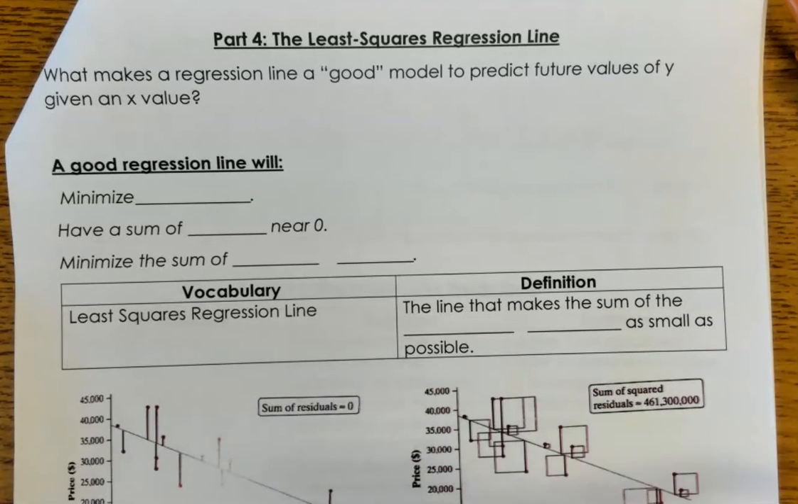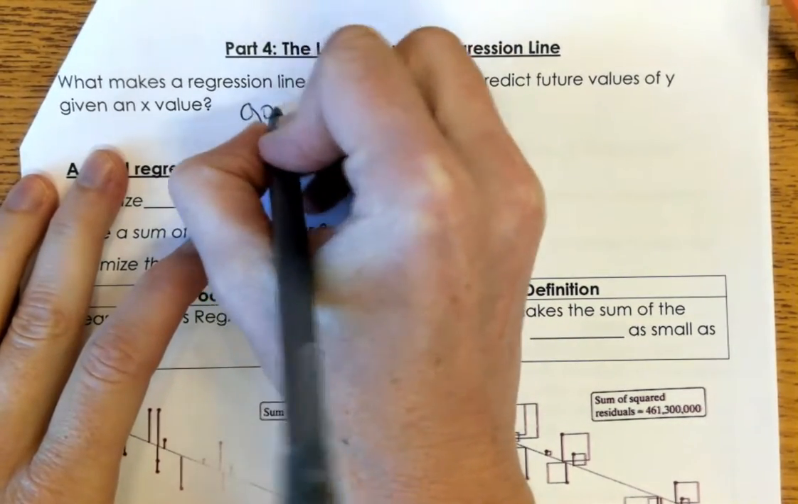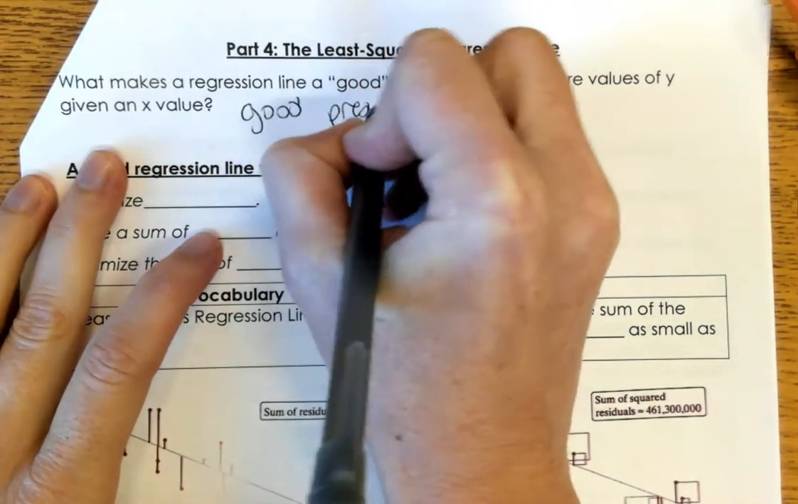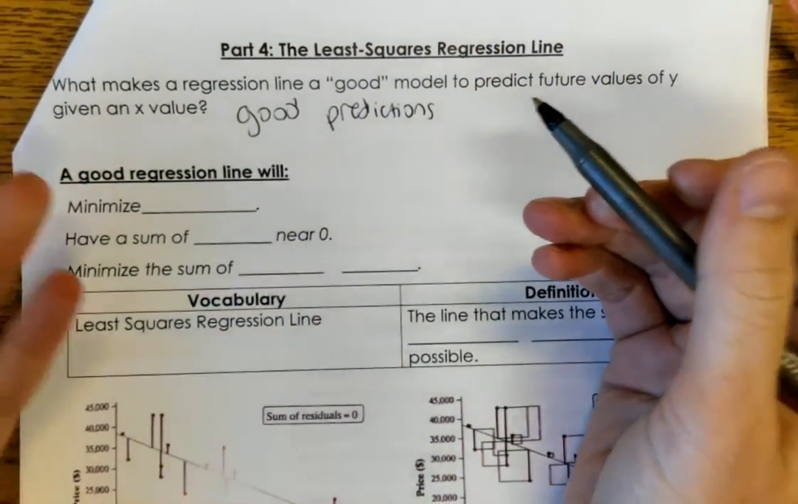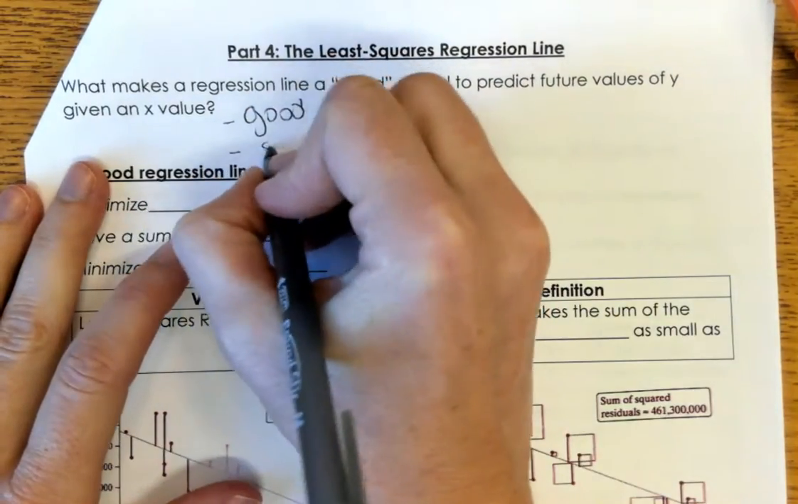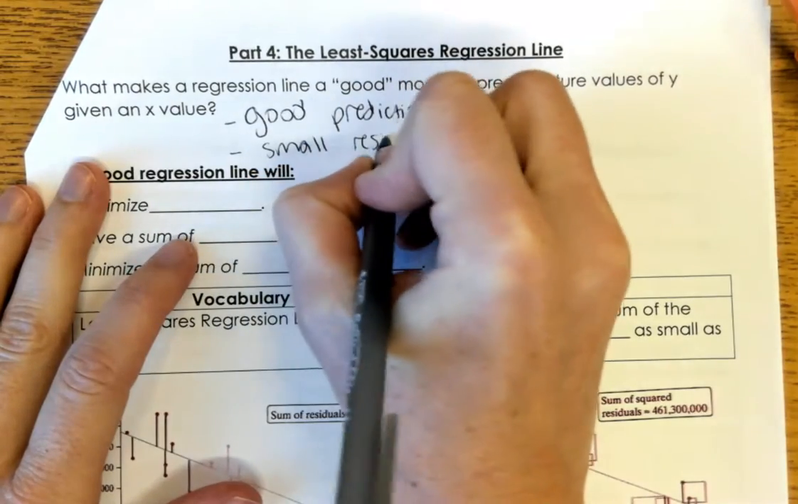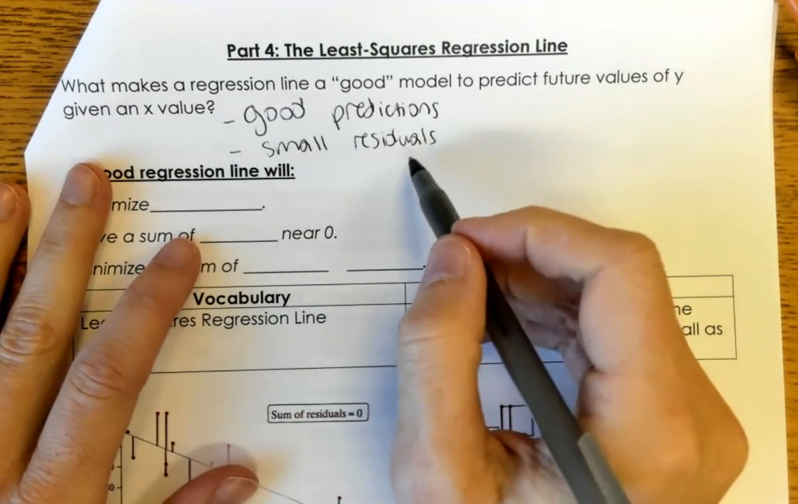Okay, so putting it all together, what makes a regression line a good model to predict future values of y given an x value? So think about it. What would make a regression line a good model? Good predictions, right? If your model is good, your predictions are going to be good. If your predictions are going to be good, you're going to have small residuals. Remember, residual is the difference between predicted and actual.